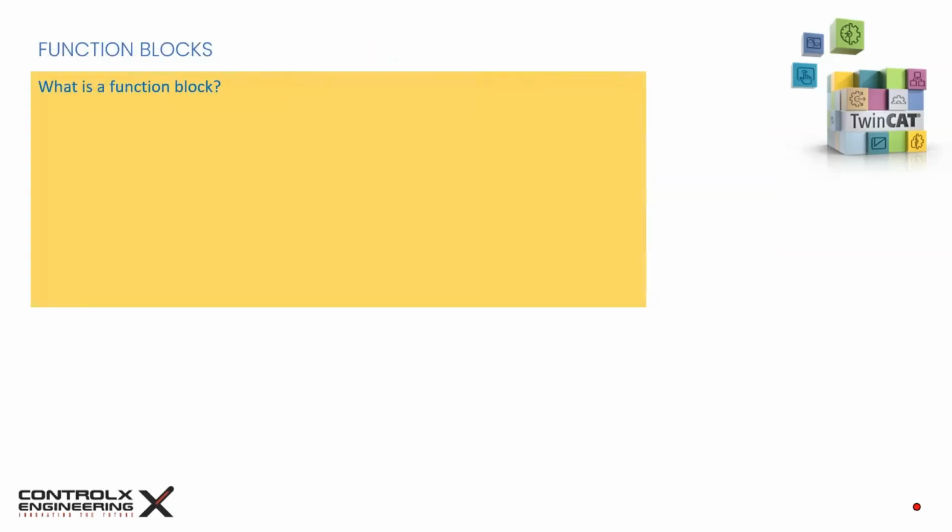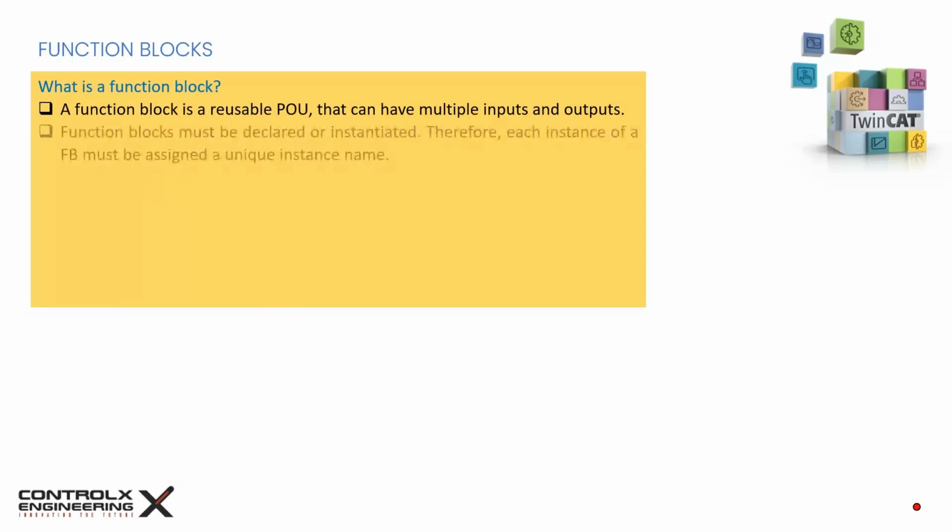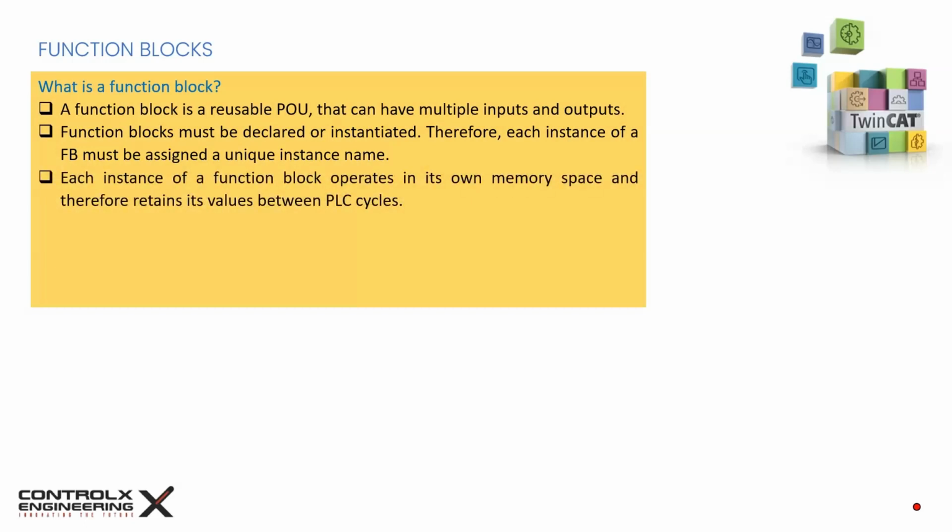Now that we know the differences between functions and function blocks, let's explore them in more detail. Function blocks are a powerful programming tool and very handy in PLC programming. A function block is a reusable POU or program organization unit that can have multiple inputs and outputs. Unlike functions, function blocks must be declared or instantiated. Therefore, each instance of a function block must be assigned a unique instance name. Each instance of a function block requires its own memory space and therefore retains its value between PLC scans.